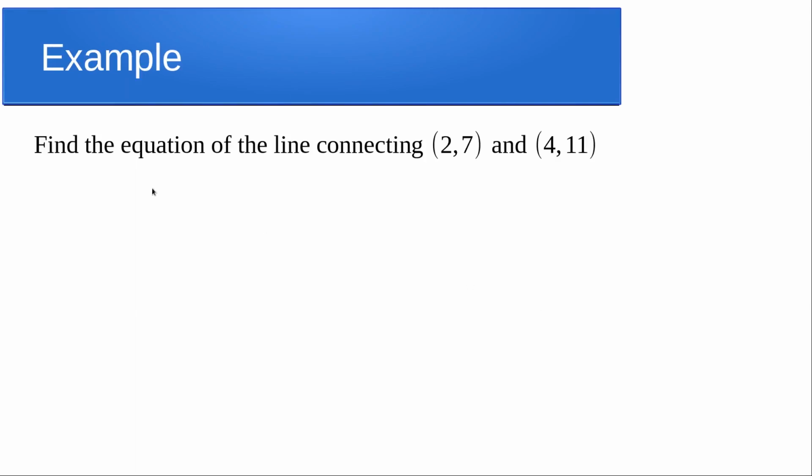Okay, so here's our example. Find the equation of a line connecting these two points. Now you could get an example where you've only got one point and you're given the gradient, and that's fine, that makes things a little bit easier. We've got two points, so the first thing to do is find the gradient. Remember, that's the change in y divided by the change in x. So 11 minus 7 divided by 4 minus 2. 11 take away 7 is 4, 4 take away 2 is 2, and 4 divided by 2 is 2.